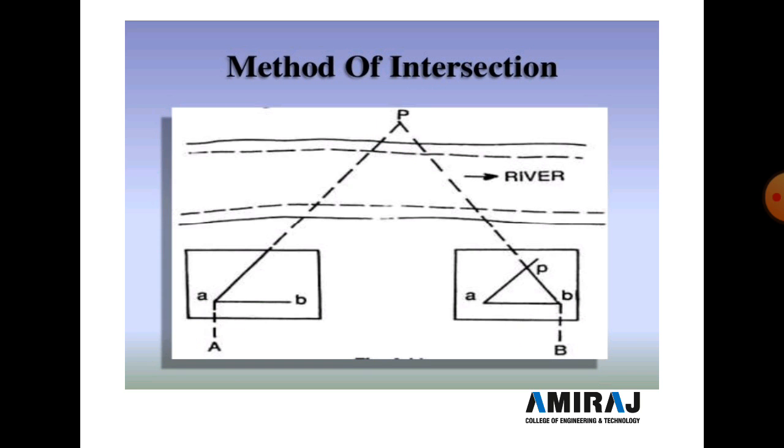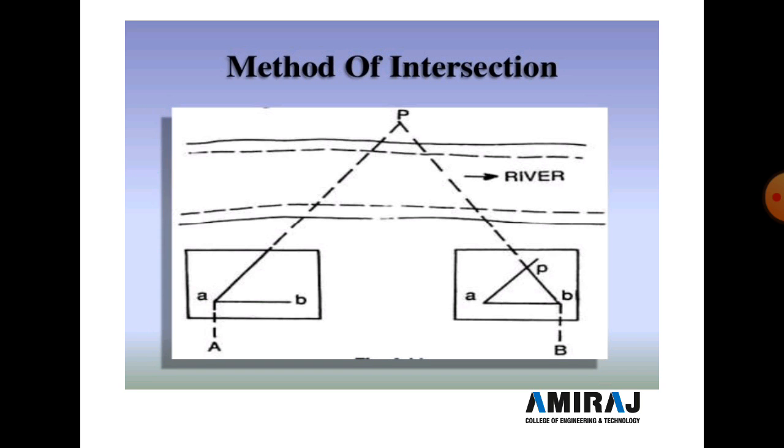So at that time, the method of intersection is required. In the intersection method, first set up the plane table at point capital A. On capital A, mark the point with a wooden peg, and this capital A point is directly transferred onto the paper as a small a by using the U-frog plumb bob.